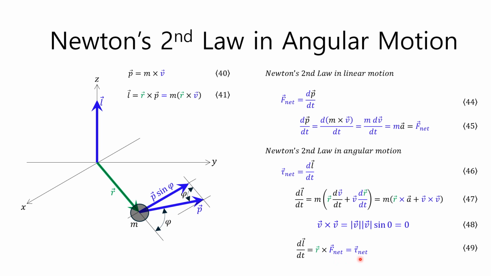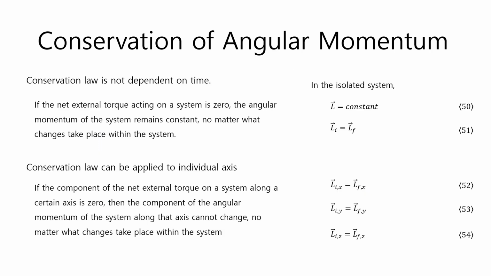Consequently, by applying Newton's second law, force can be expressed using linear momentum p as equation 44, and torque can be expressed using angular momentum L as equation 46. As shown in these two equations, force is the derivative of linear momentum with respect to time, and torque is the derivative of angular momentum with respect to time. Let's learn about the law of conservation of angular momentum.